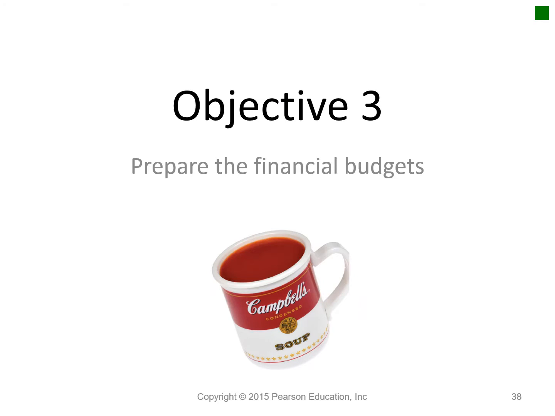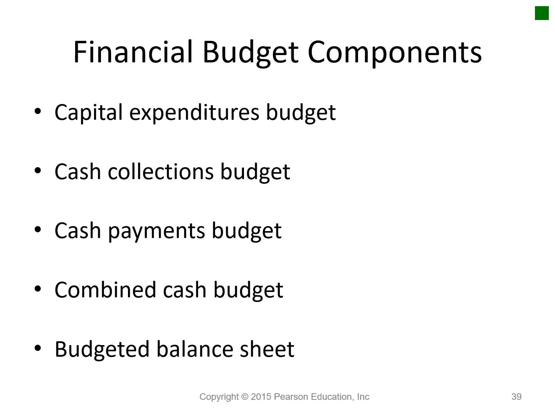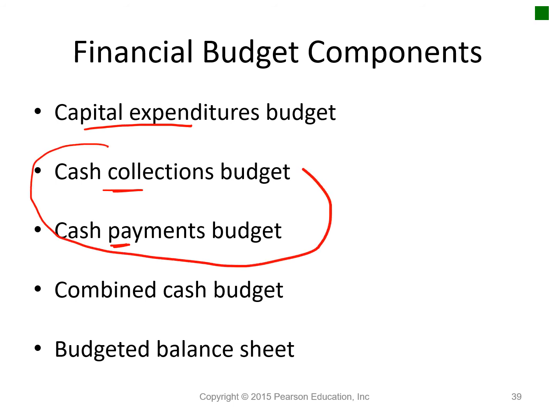Okay, so looking at objective 3, we're going to look at the other financial budgets. When we're talking about these other financial budget components, we can look at what they call capital expenditures. These are kind of like your big ticket purchase items, like you're buying equipment or land or buildings or other companies. You also have cash collections and cash payments. I typically combine these. You're going to call it a cash budget, where you look at cash in and cash out. And then the final thing is you can also put together a budgeted balance sheet.